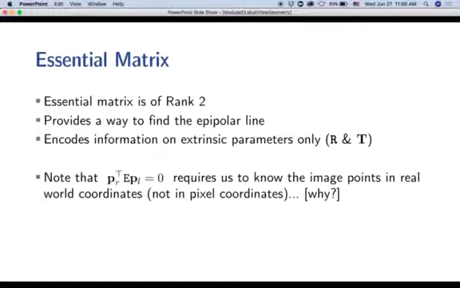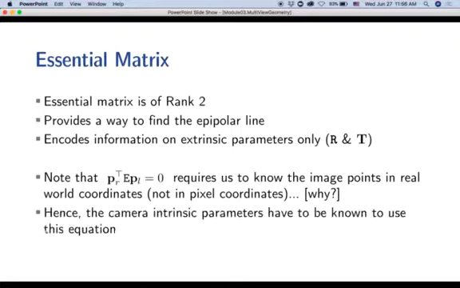Yeah, exactly. Because we got this P by simply multiplying f over Z times the world coordinates, so the unit remains the same. I have not done a unit conversion. So the essential matrix does relate a point in one image to a line in the second image, except that this relationship is in real world coordinates.